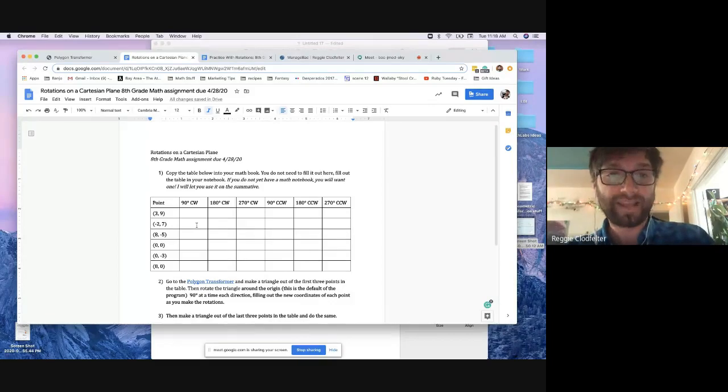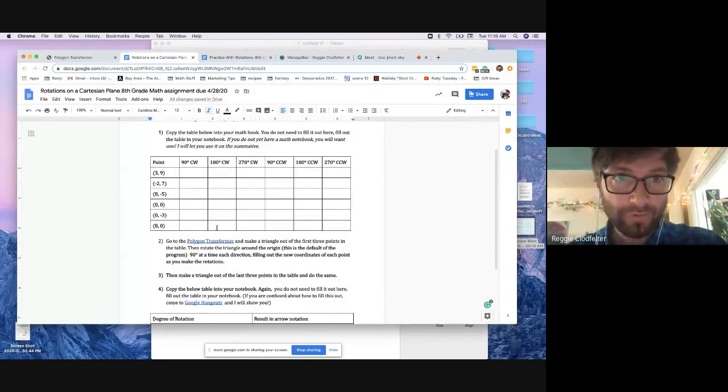So please take out a notebook and I'm going to have you use the polygon transformer to first list the new points. You can go one at a time, but I suggest you make a triangle out of the first 3 points and then rotate it, and then a triangle out of the next 3 and rotate it, and write the new coordinates to make your life easier.